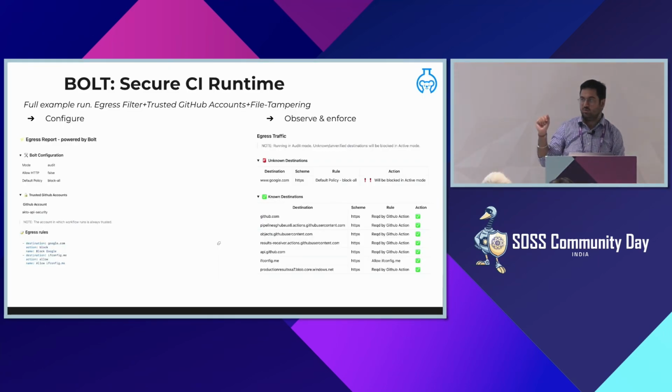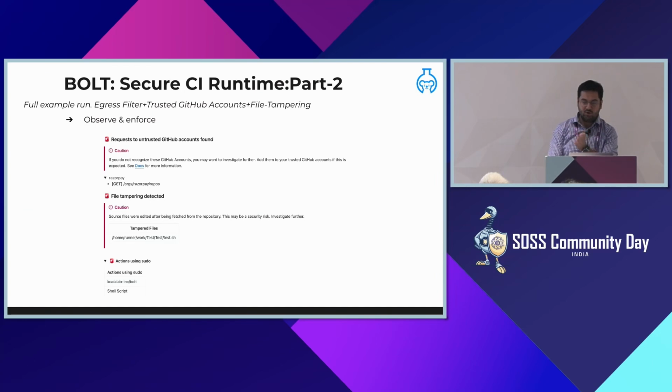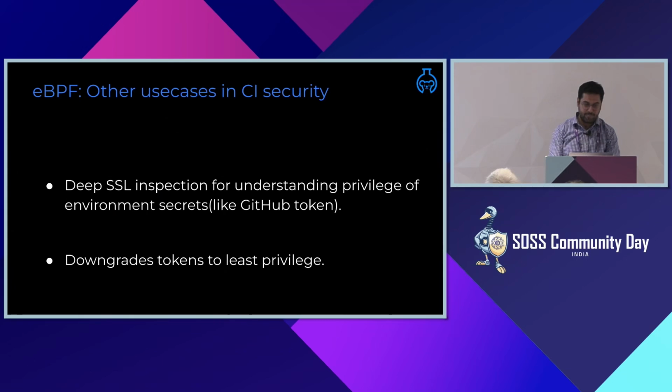If I just go to a full Bolt run, you can see there is some configuration we've done on the left, where we have some trusted GitHub accounts we want to allow traffic to, apart from the normal egress rules. On the right, you can see the results of Bolt on some example GitHub Actions. Some destinations we wanted blocked have been blocked. And not just that, we've also been able to figure out where requests are going to from any untrusted GitHub accounts. You can run Bolt and see for yourself.